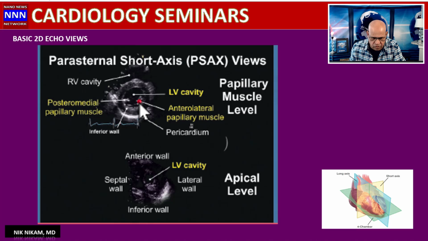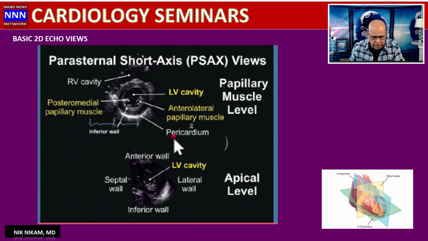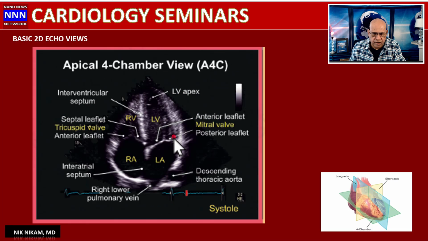And here's the anterolateral papillary muscle, and here we have the posteromedial papillary muscle. And the first view we saw was going through like this, which is through the septum and through the infralateral wall of the left ventricle. That was the parasternal long axis, which we saw here. Okay, the third image is the apical four chambers view.